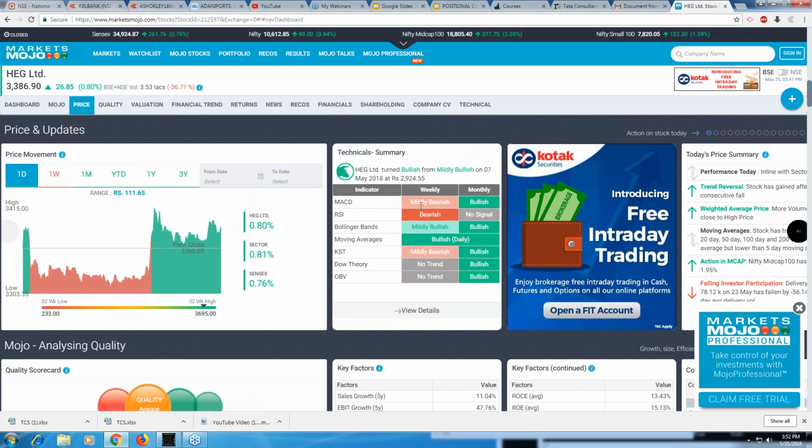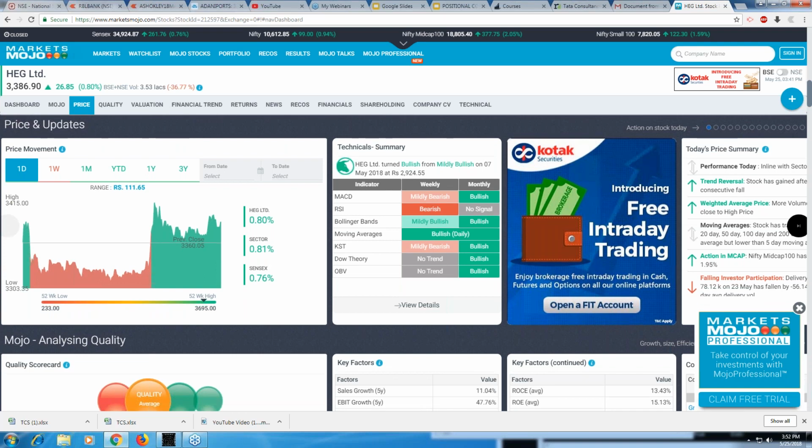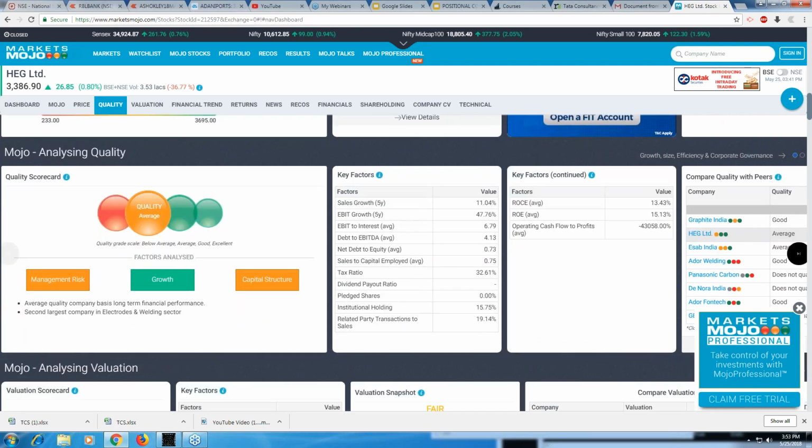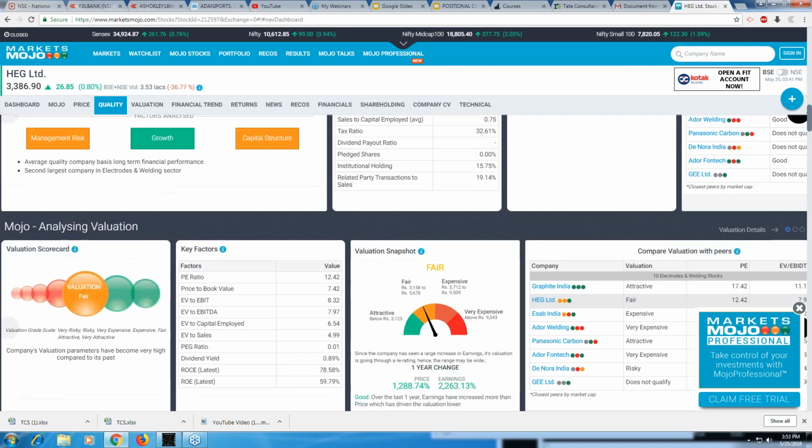MACD is mildly bearish, monthly is bullish, right? Weekly is bearish, monthly is bullish. RSI is bearish, no signal. Bollinger Band mildly bullish. Moving average bullish. KST mildly bearish. All that you have been given. Dow theory, OBV, whatever. Quality scoreboard, management risk, growth, capital, everything you can check over here.